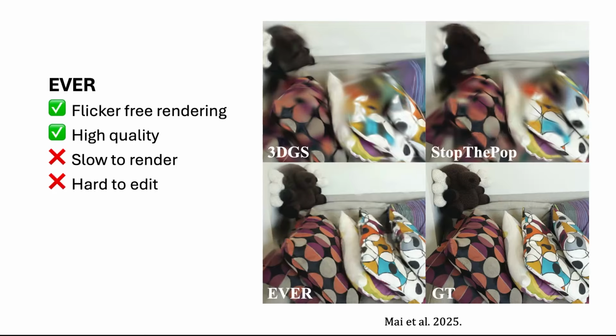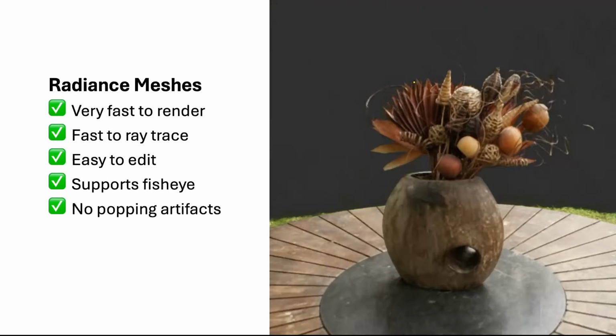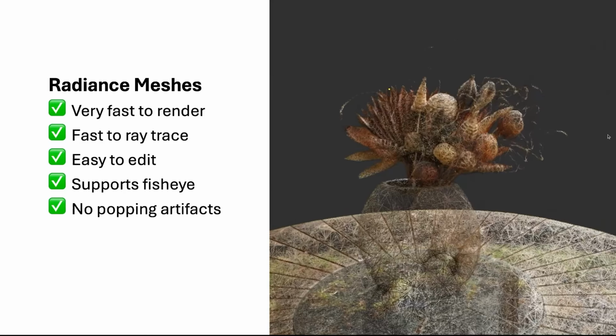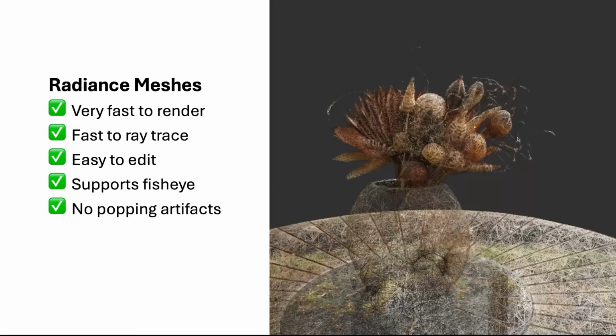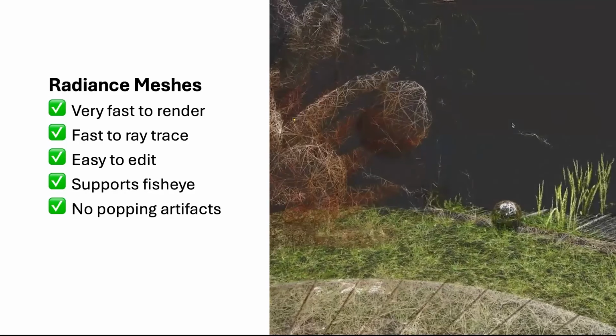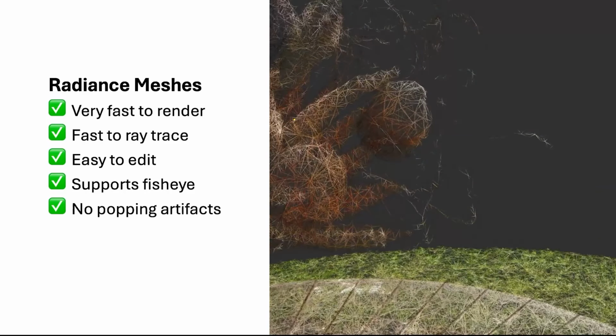Then came Ever, the first method to produce an analytically correct way to render the primitives without any temporal artifacts using ray tracing. However, even with hardware acceleration, ray tracing for transparent surfaces is still slow. We introduced the Radiance Mesh, which is the first field that can be rasterized. Radiance meshes are fast to render, easy to edit, view consistent, and support complex cameras.